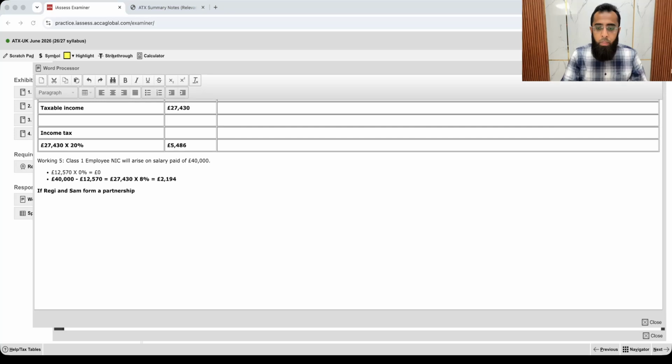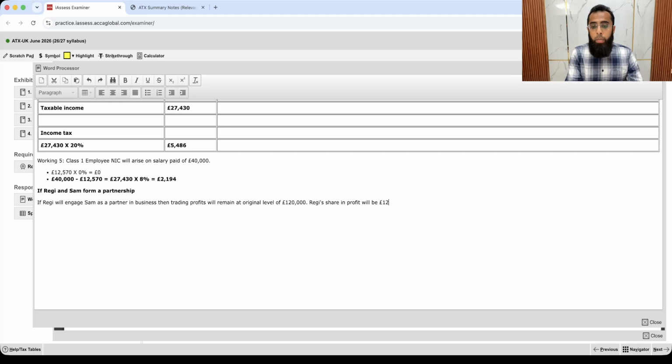Listen to it. If Regi engages Sam as a partner in the business, then trading profits will remain at the original level of 120,000 pounds. Why? Because in that case, there won't be any allowed expense adjustment, because we are not paying any salary. Regi's share in profit will be 120,000 into 2/3, which will be 80,000 pounds. Now, what will be the income tax for Regi?